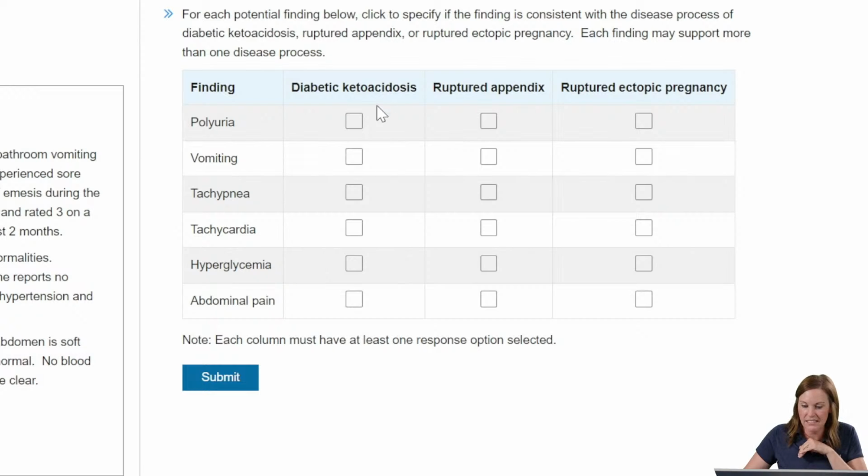We're thinking about this as DKA, ruptured appendix, and ruptured ectopic pregnancy. So I want you guys to go through this and decide what you're going to click for DKA. Are you going to have polyuria for DKA, vomiting, tachypnea, tachycardia, hyperglycemia, abdominal pain? Put your answers in the chat, and again, we're just going to do this one column at a time, and then I'll talk a little bit about what happens with ruptured appendix and ruptured ectopic pregnancy before we click those. So let me see what you guys are seeing. Again, we're looking for the right answers for DKA.